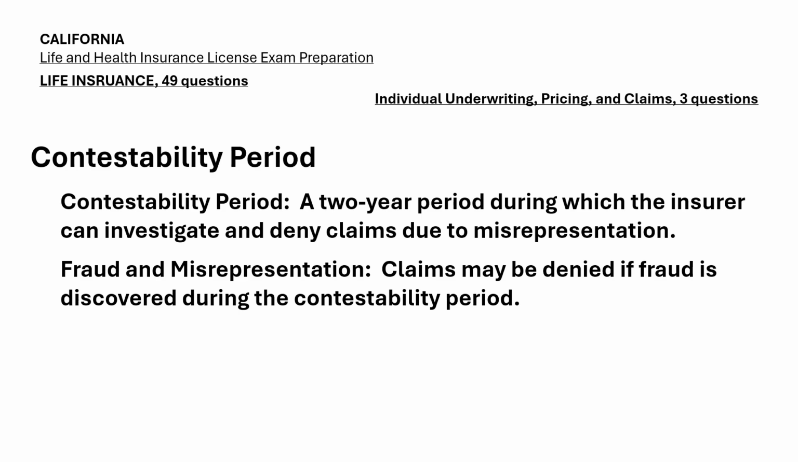Description. All life insurance policies include a contestability period, typically lasting 2 years from the date the policy is issued. During this time, the insurer has the right to investigate claims and deny them if there was misrepresentation or fraud on the application. For example, if the insured failed to disclose a serious health condition, the insurer may refuse to pay the death benefit.